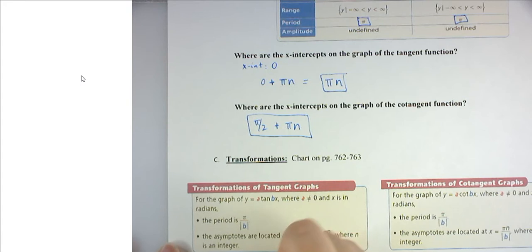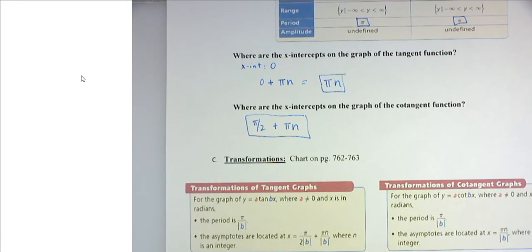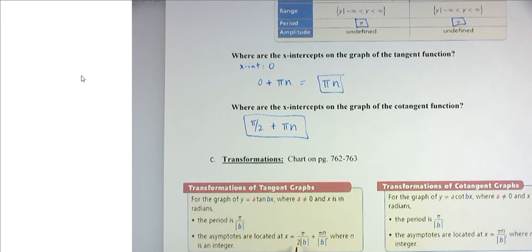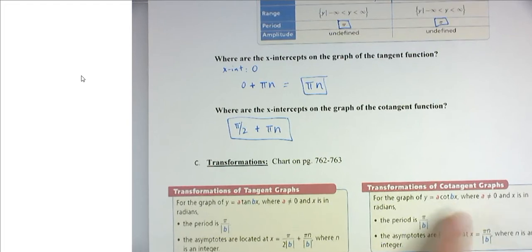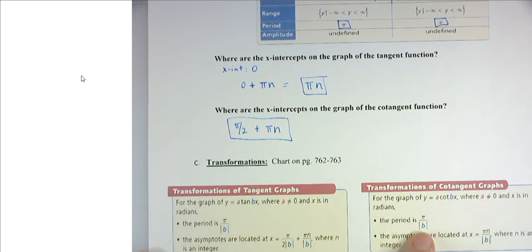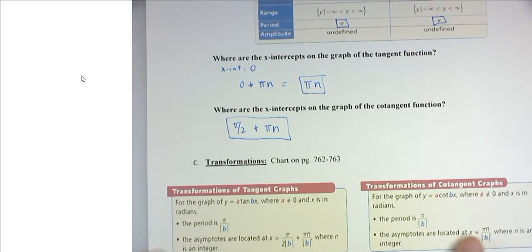And then they also tell you where the asymptotes are located. So for tangent, it's pi over 2b plus pi n over b, where n is an integer. And then for the cotangent, again, the period is the same, and the asymptotes are at x equals pi n over b. So you can do that to find your asymptotes.